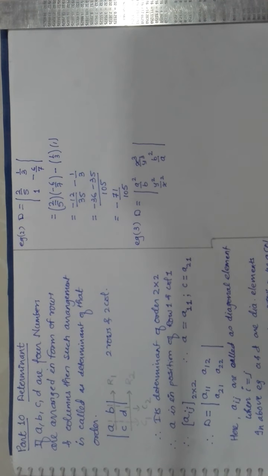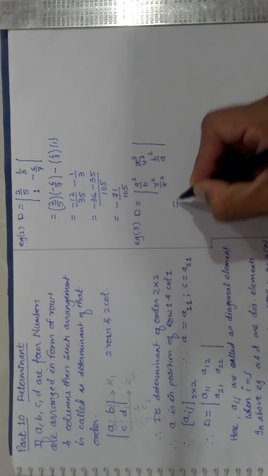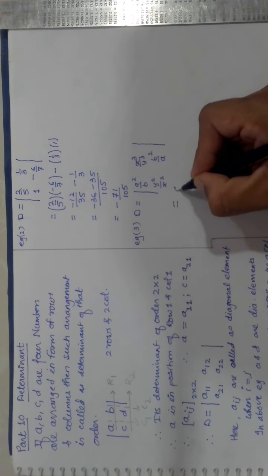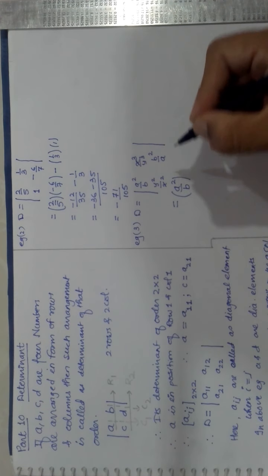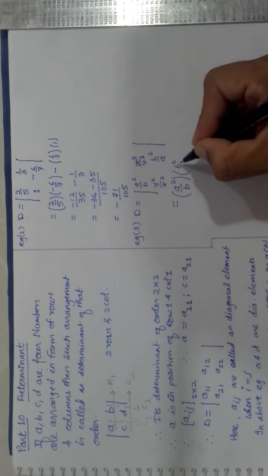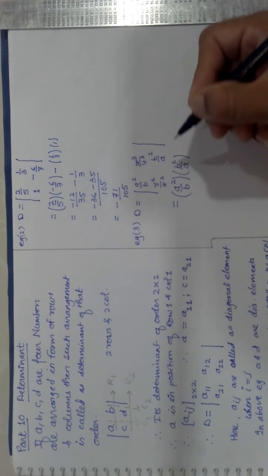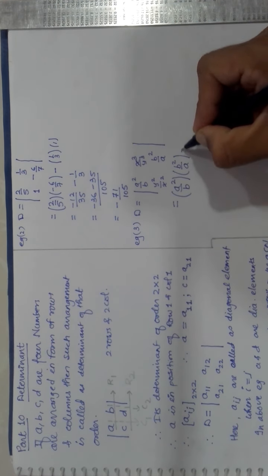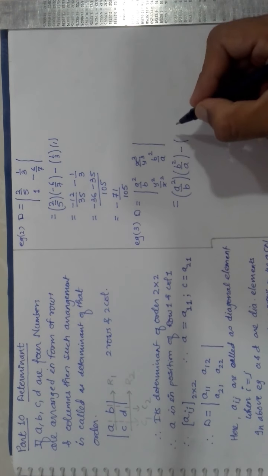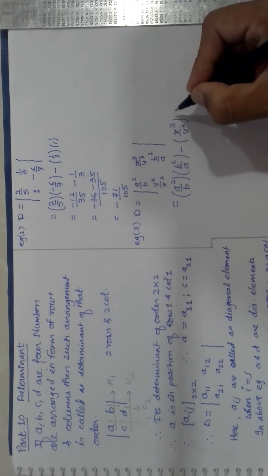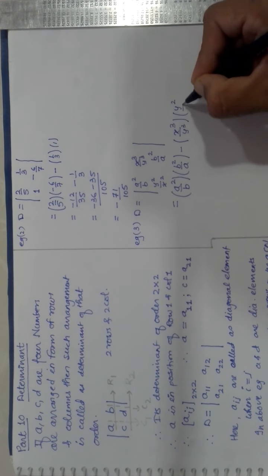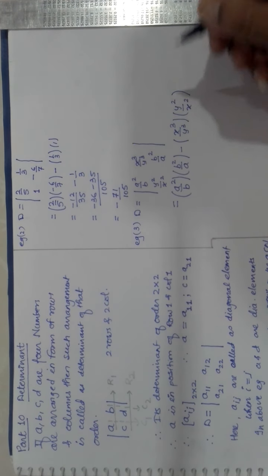So here, to find the value, I will take the product of the diagonal elements, which is a square by b into b square by a, minus here x cube by y cube into y square by x square.